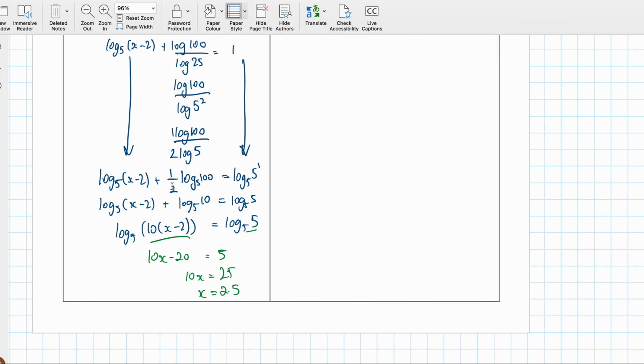Now I'm going to bring that half up and get rid of those coefficients. 100 to the half is 10. Remember it's the square root. Then I equate them together. So let's bring these together. 10 lots of x take 2 is equal to log base 5, 5. Then I equate them. 10x take 20 is equal to 5, solve, and x is 2.5.